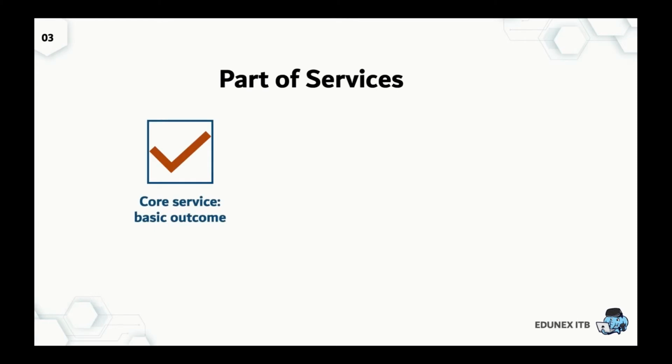There are three parts of services. The first part we call the core service, or the basic outcome. The core service delivers the basic outcome desired by one or more customers. It represents the value that the customer wants and for which they are willing to pay. This service anchors the value proposition for the customer and provides the basis for their continued utilization and also satisfaction.